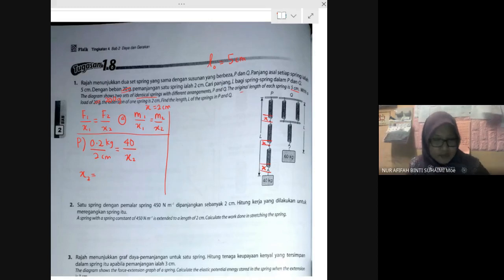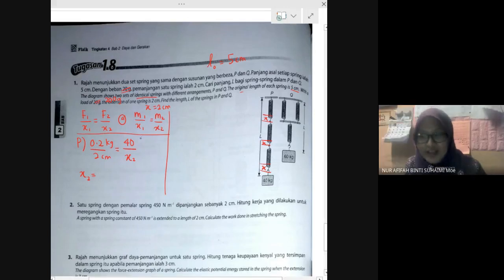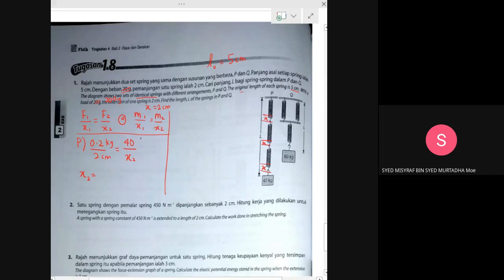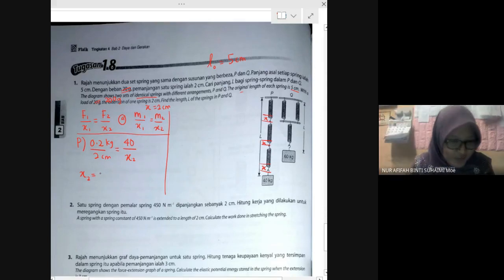Siapa mat highest? Highest dekat sini. Mirsyad? Senyap lah Mirsyad. Mana Mirsyad? Berapa X? Mishat dekat kelas lain cikgu. Mishraf. What's the value for X2? What we got here? Sekejap.